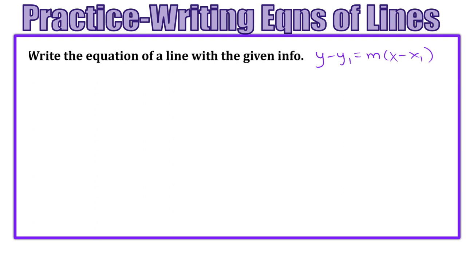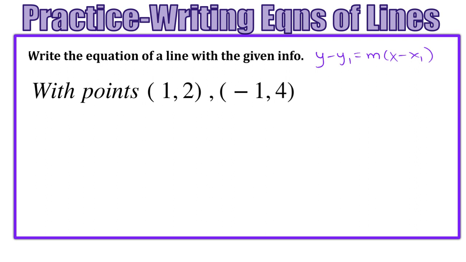So let's look at an example. Let's write the equation of the line with points (1, 2) and (-1, 4). So go ahead and pause the video first and find the slope, and then unpause the video and see how you did. Hopefully you had enough time to do that. If not, pause the video again and make sure you do. Our slope here is going to be negative 1.